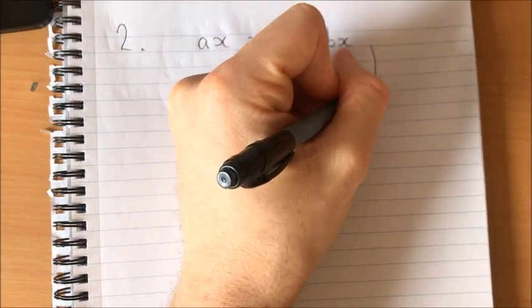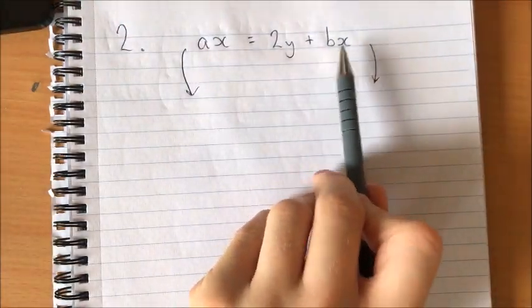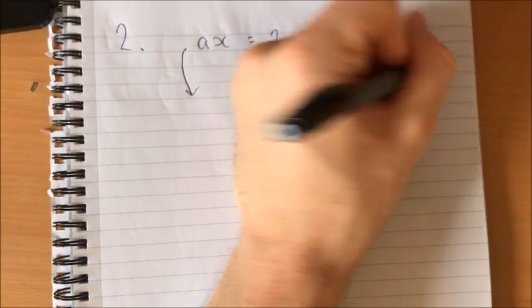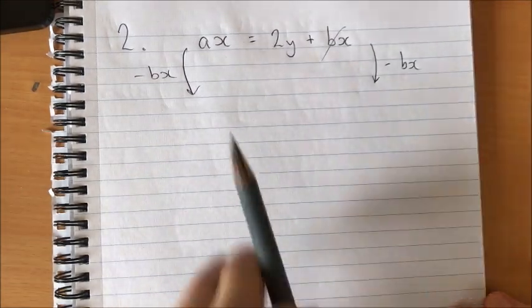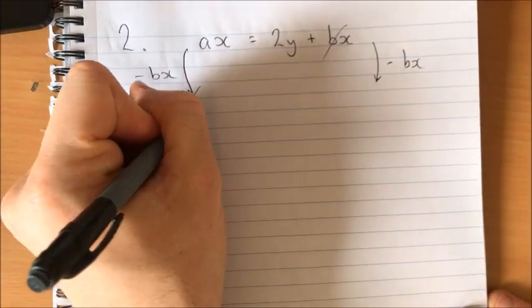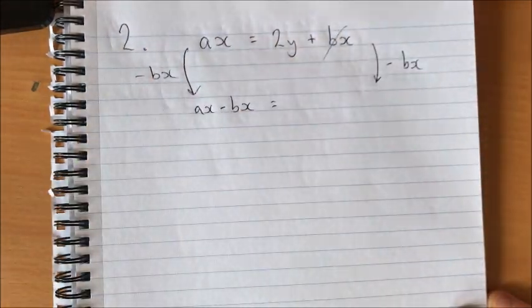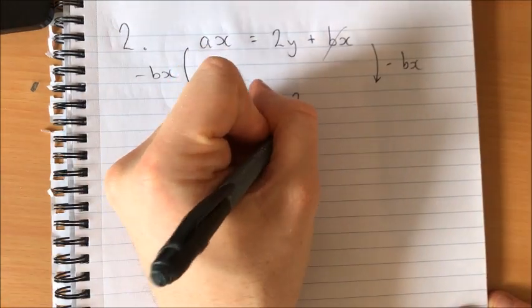Well, if I subtract bx from both sides, so if I eliminate this term, so subtract bx from my left hand side and my right hand side, watch what happens. My left hand side will be ax minus bx, and my right hand side, because I subtracted that positive bx, I'm just left with that 2y.